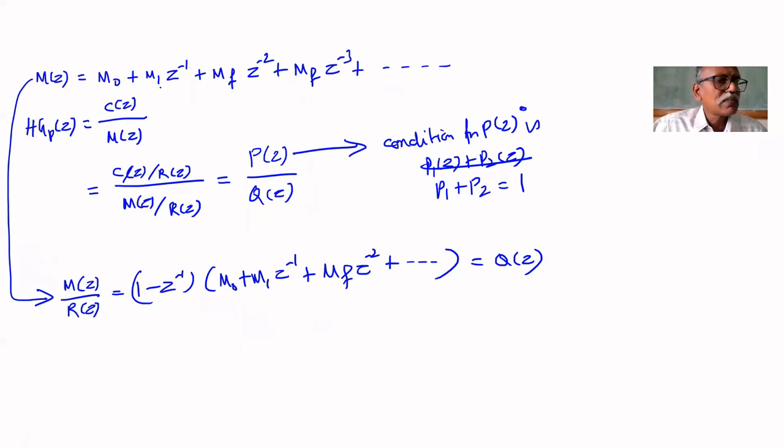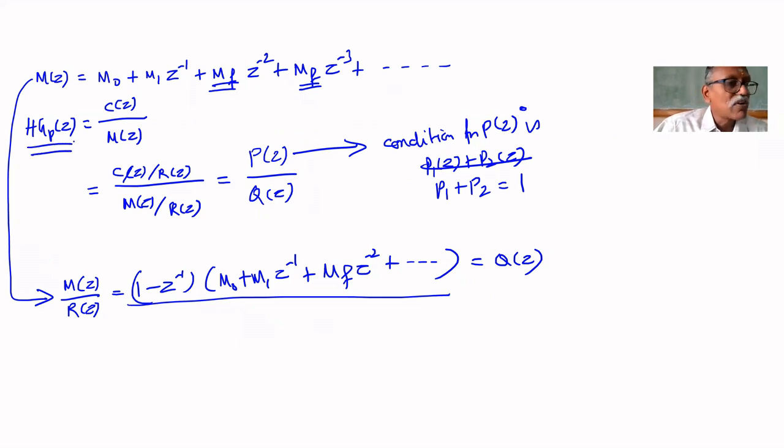What is Q of Z? That is M of Z by R of Z. M of Z is M0 plus M1 Z power minus 1 plus so on, until it reaches the final value. Why? Because the process is settled. M of Z by R of Z is this. Let us assume that this is equal to Q of Z. But HGP of Z equals what? C of Z by M of Z.